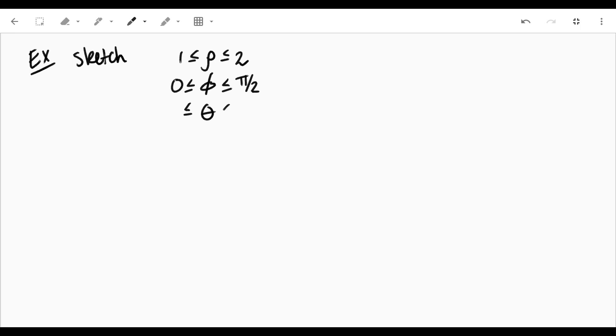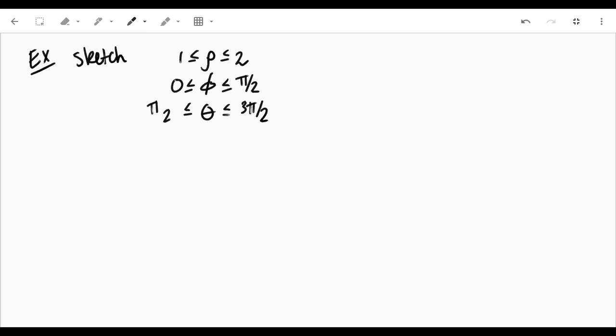We can do another example here. We're going to sketch, and then we'll get into the integrals in a second. We're going to sketch the region described by rho is between 1 and 2, phi is between 0 and pi over 2, and theta is between pi over 2 and 3 pi over 2.